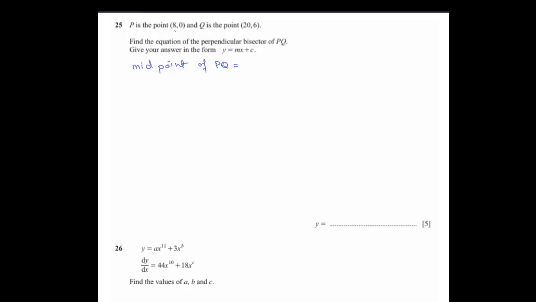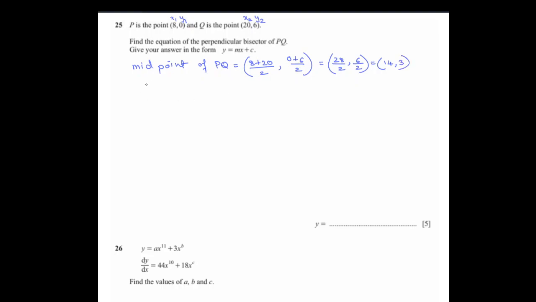Midpoint of PQ will be x1. This is x1, y1, and this is x2, y2. x1 plus x2 by 2. So 8 plus 20 by 2 is the x coordinate of the midpoint, and 0 plus 6 by 2 is the y coordinate of the midpoint. 28 by 2, 6 by 2, that is 14 and 3.